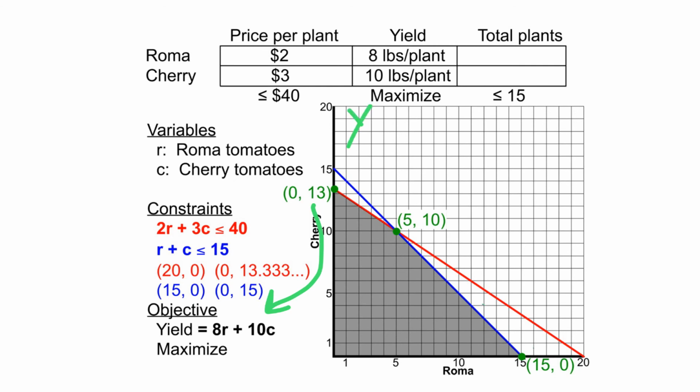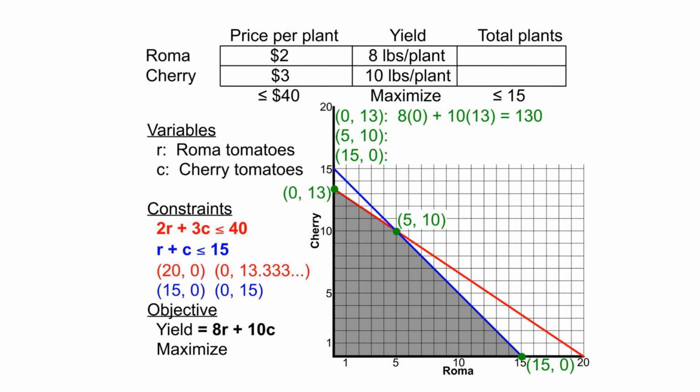yield. The yield at that point is going to be 8 times 0, because my R value is 0, plus 10 times C. My C value here is 13. And I'm going to see what that equals. And again, notice by making it R and C rather than X and Y, I'm keeping myself from making a mistake here. And so I plug in that point, 0, 13. I plug in the 0 for R, the 13 for C, and I see what that equals, and it gives me 130 for that first yield.